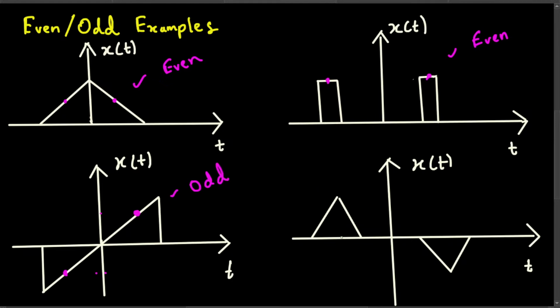And here again it is the same. Let's say this is -2, and if you look at this value here or any point, you get the same magnitude, but the signs are different. This is positive, this is negative. So that's an odd signal.